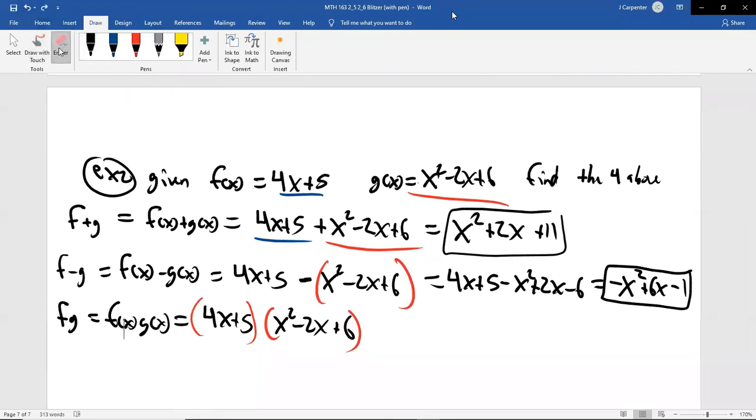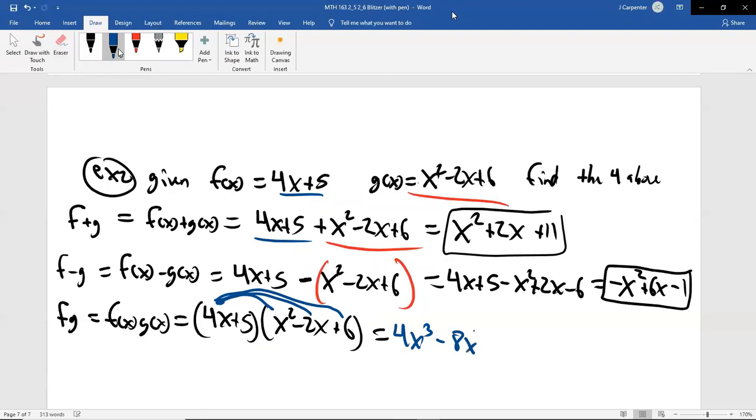And in fact, I want to make these parentheses in black because I want to use the red and the blue strategically to show you the distribution. So in blue, I'm going to distribute the 4x to all 3 of those. So that 4x times the x squared is 4x cubed. The 4x times the negative 2x is a negative 8x squared. And then the 4x times the 6, 4 times 6 is 24, so plus 24x.